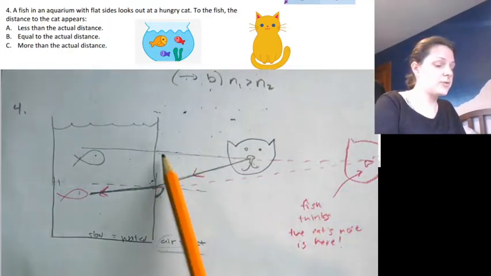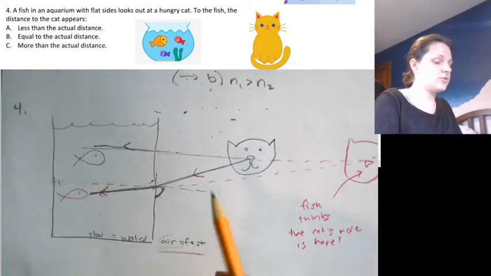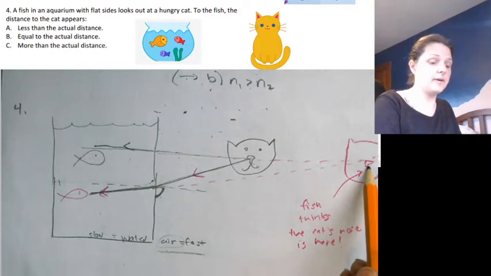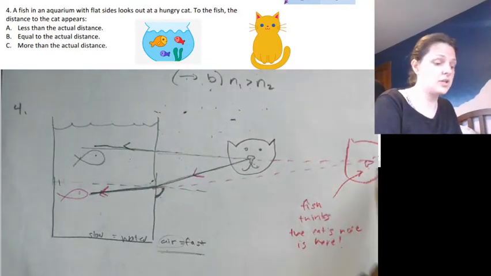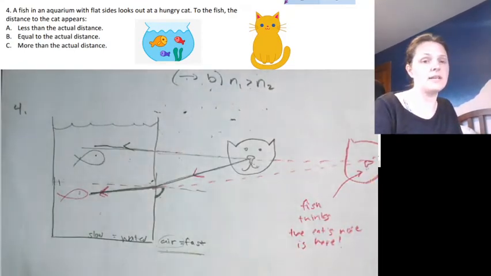So we've traced back our two real rays coming here and there. And if we trace both of those rays back to a spot where they appear to be coming from, that would be a virtual image of the cat. The rays appear to be coming from here, which is a spot that is farther away. So C is the answer to this question.